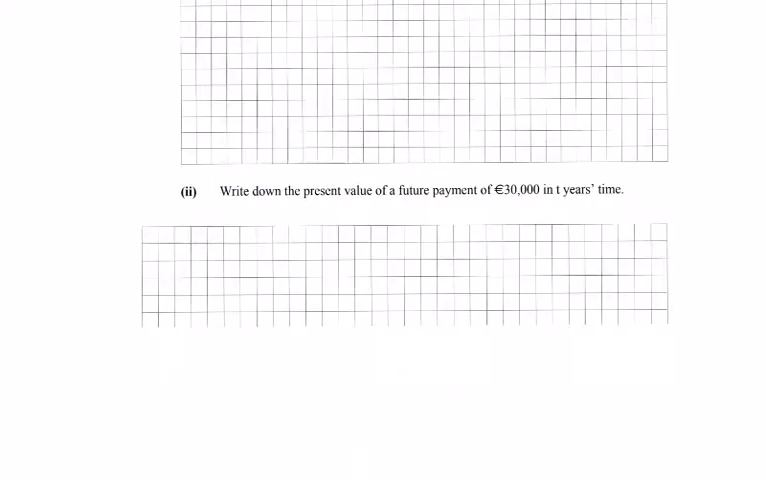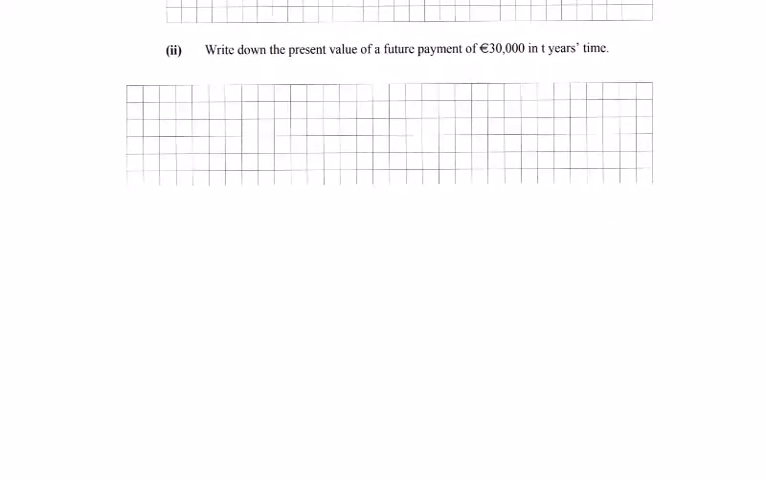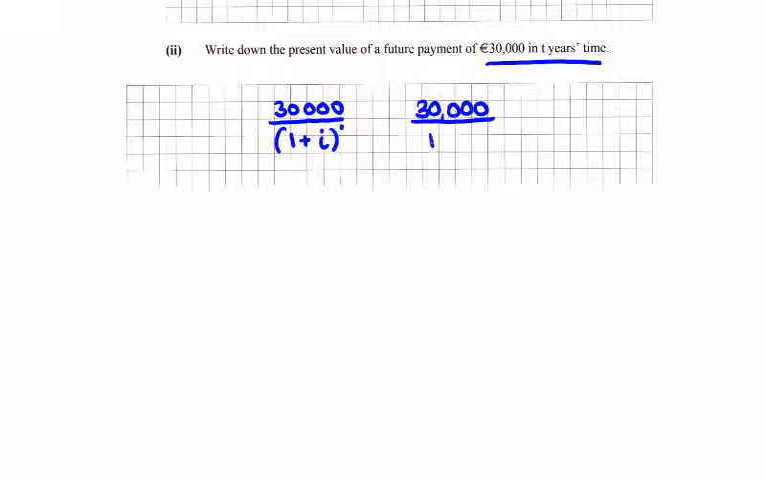And then part 2: write down the present value of a future payment of 30,000 in T years' time. That will be 30,000 divided by 1 plus the interest rate, 1 plus I, the last part goes to the power of 1. So if we want 4% and T years, it's 30,000 by 1 plus the interest rate to the power of T.